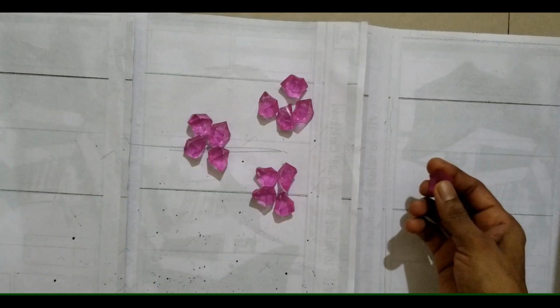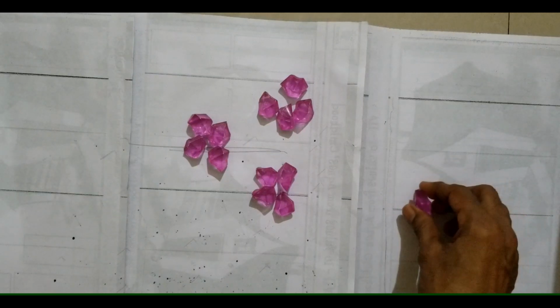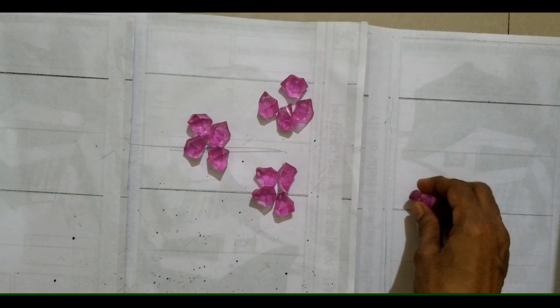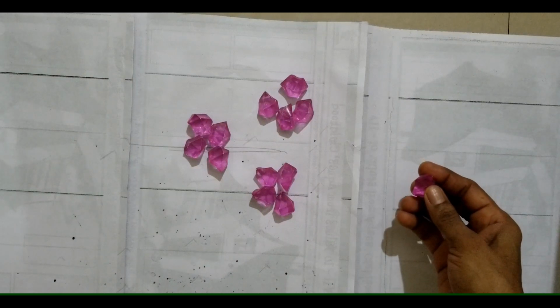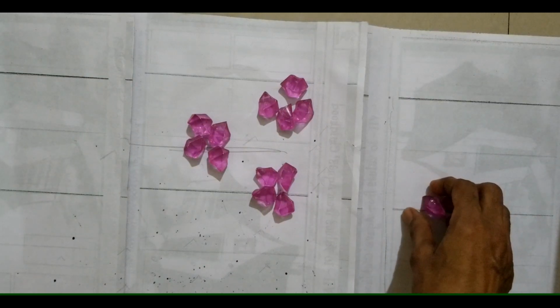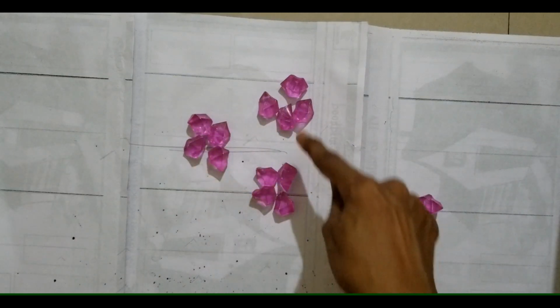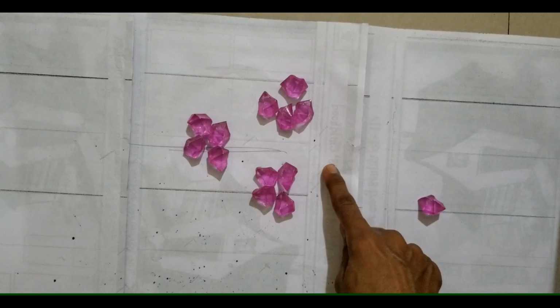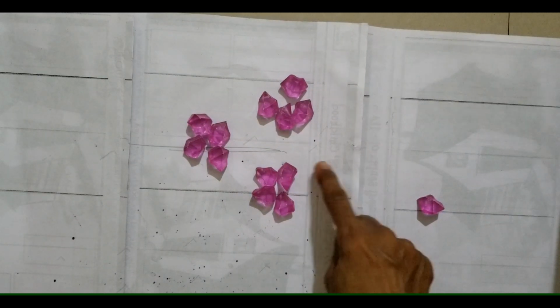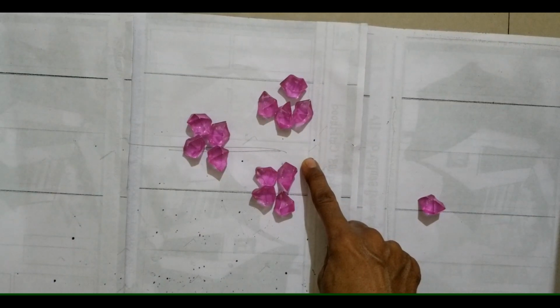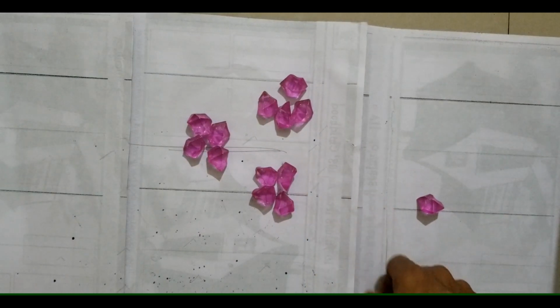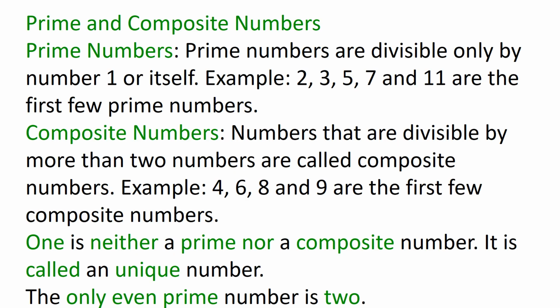Those numbers will be either in their own table or in table number 1. Those numbers are called prime numbers. What are they called? Prime numbers. And the numbers which can be grouped like this, leaving no remainder, are called composite numbers. These are called composite numbers. Let us now see what are prime and composite numbers.